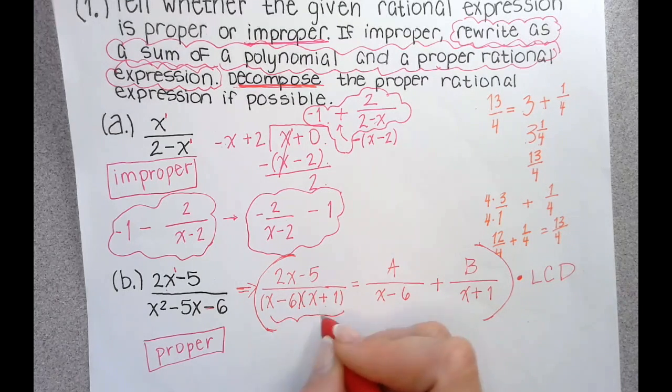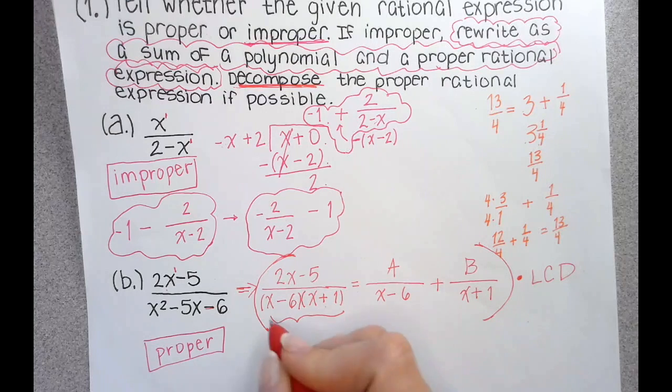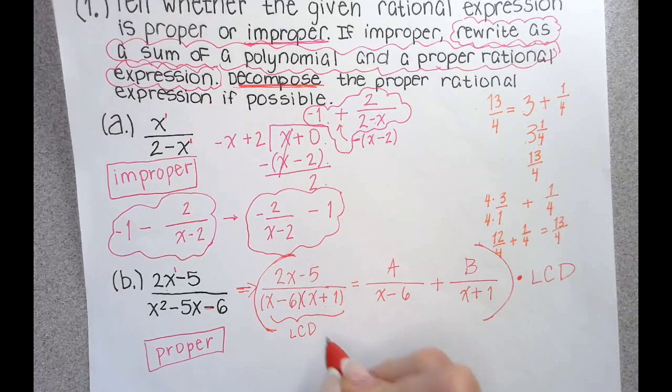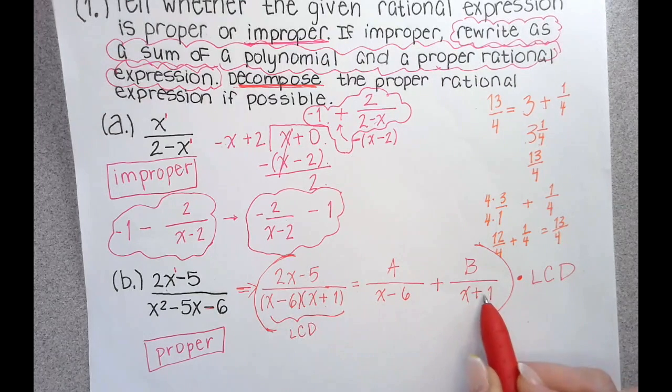If your least common denominator is not, from this side, equivalent to this denominator, you didn't set it up correctly. So you always need to evaluate that. So my least common denominator is x minus 6, x plus 1. That is what I'm going to multiply through by.